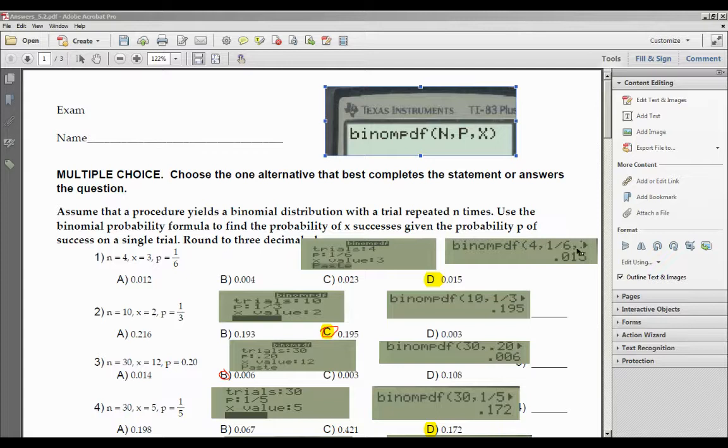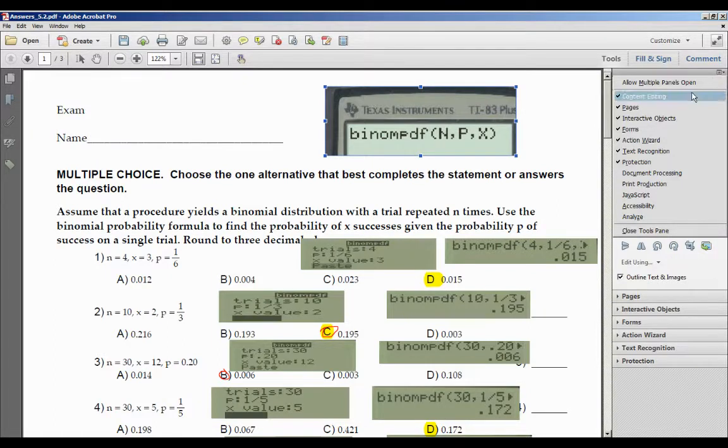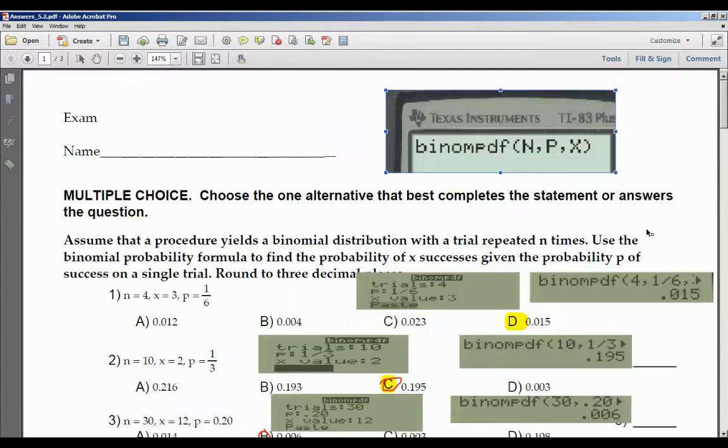This is section 5.2, binomial probability distribution and binomial cumulative distribution. First of all, if I haven't mentioned this before, if for some reason you're using an 83 calculator, on the 84 it does it very nicely. At least we go to either PDF or CDF. It prompts you for the N, the P, and the X value.